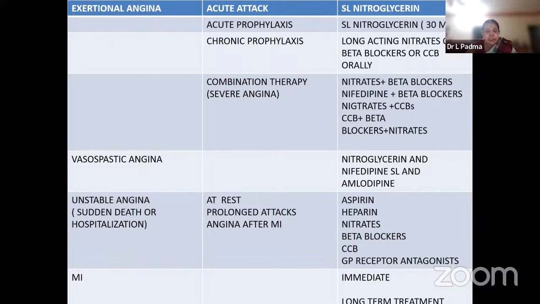Does anybody know what the other name is? Principal angina, vasospastic angina, and find out.